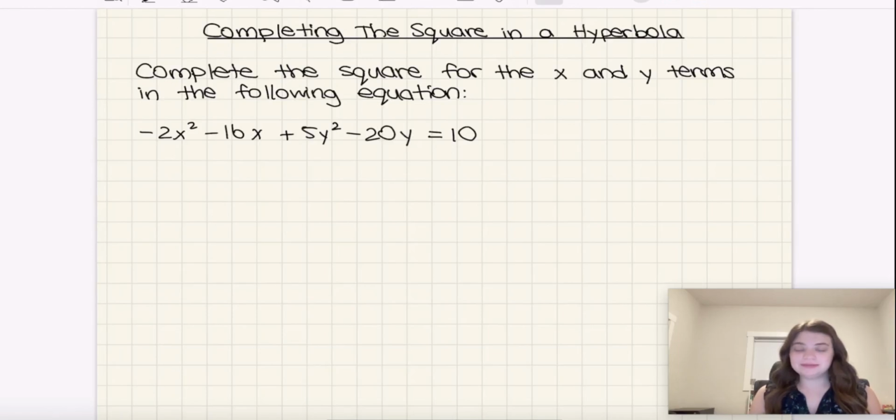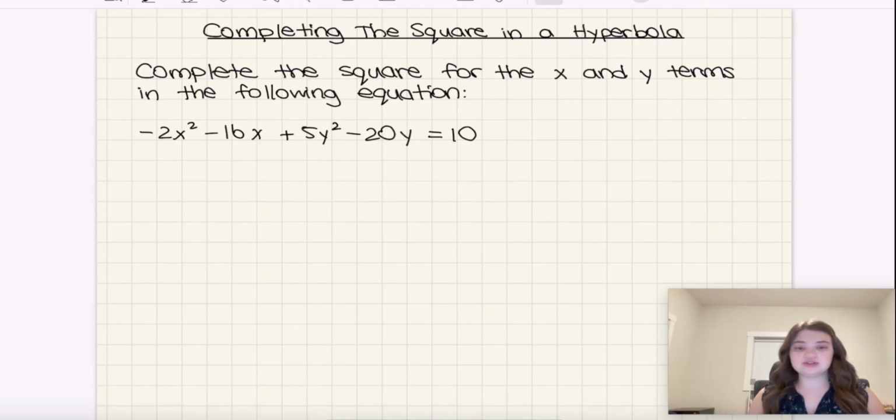Welcome back, everyone. Today we are going to be completing the square in this hyperbola, and so let's get into it. All right, so let's go over what the steps are for completing the square in a hyperbola, and as I go through each step, I'm also going to do that step as well.